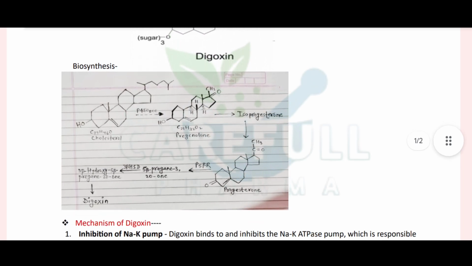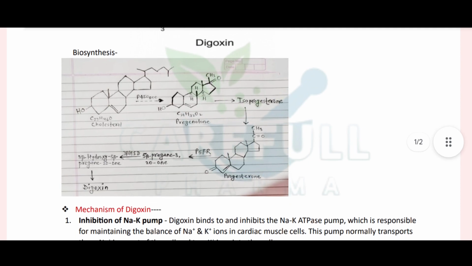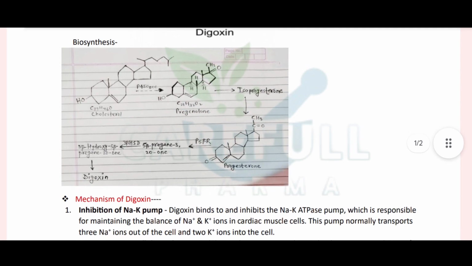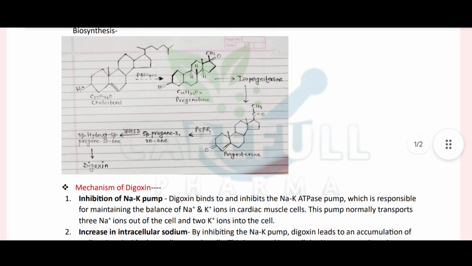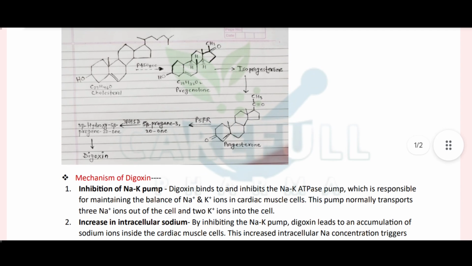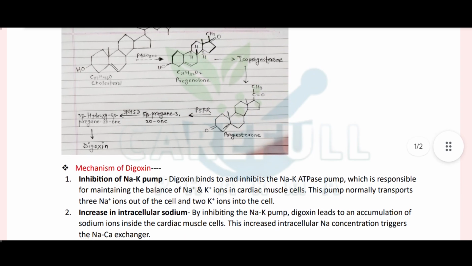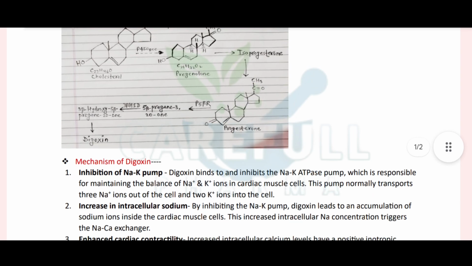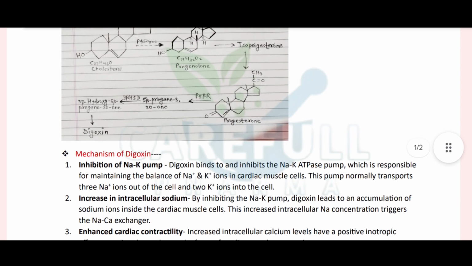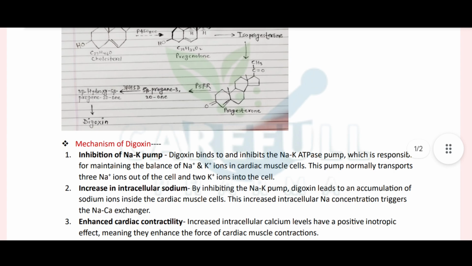Mechanism of digoxin. 1. Inhibition of Na-K pump. Digoxin binds to and inhibits the Na-K ATPase pump, which is responsible for maintaining the balance of Na+ and K+ ions in cardiac muscle cells. This pump normally transports 3 Na+ ions out of the cell and 2 K+ ions into the cell.